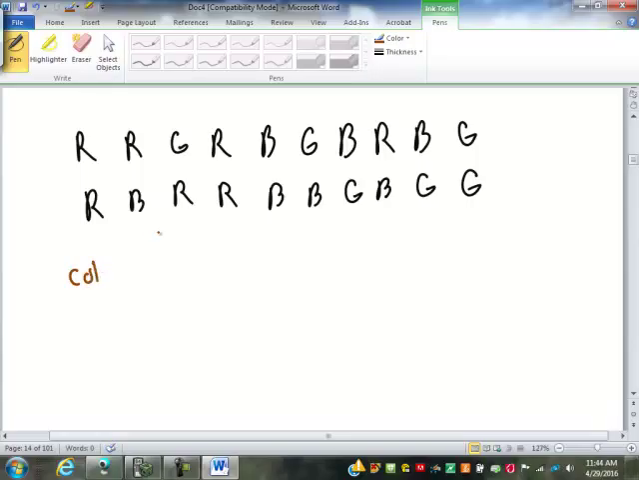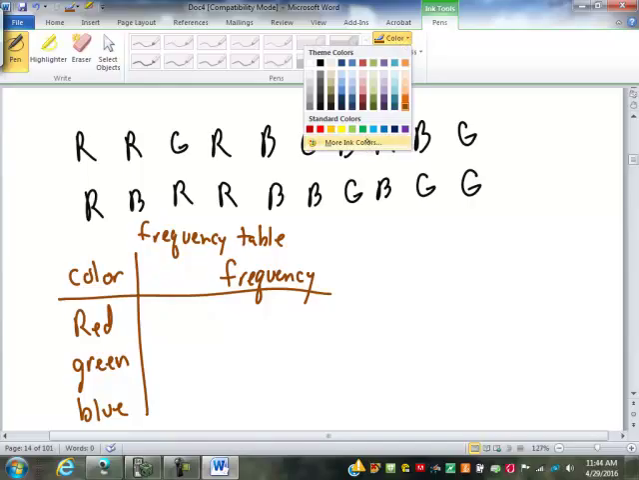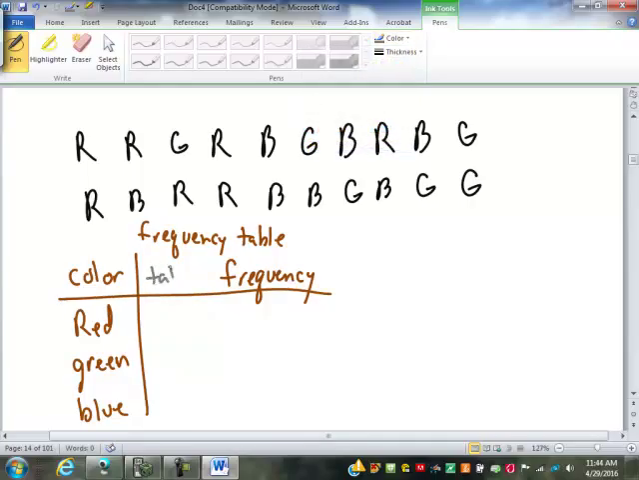The first way we do that is we arrange things in what we call a frequency table. Here we're listing colors, so we're going to make that our first column, and we're just going to list red, green, and blue. Then here we're going to list their frequency. How often does each occur? I left a little space here because I'm going to add a working column into this, and my working column is going to be tally.